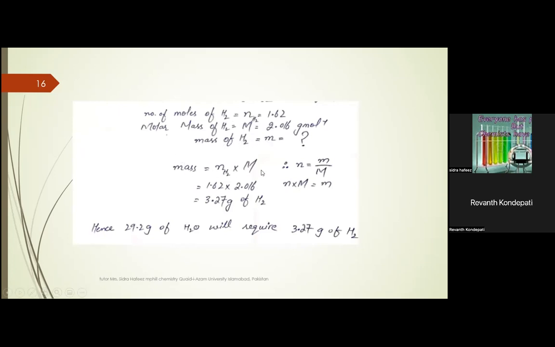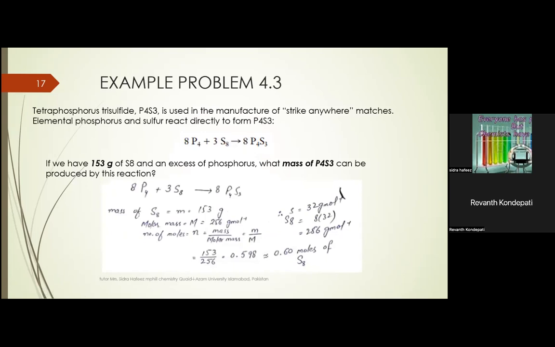As you can see here, number of moles n is equal to mass over molar mass. Multiply this molar mass with this n, then you will get the mass. So mass of hydrogen is equal to number of moles of hydrogen multiplied by molar mass of hydrogen, which is 2.016 gram per mole, and after multiplication we will get the answer as 3.27 gram of hydrogen. Hence 29.2 gram of water will require 3.27 grams of hydrogen. This is your answer.